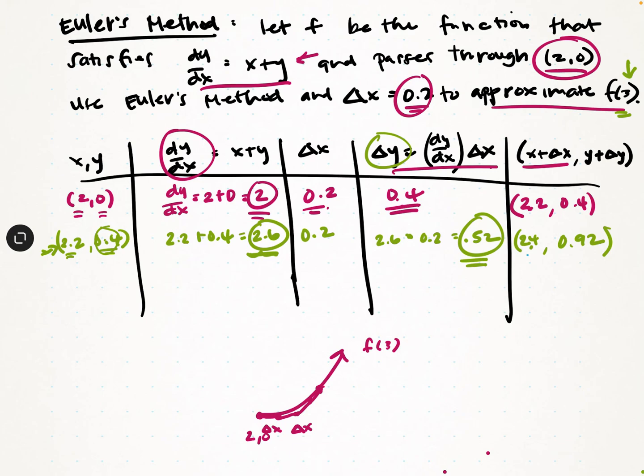Okay, column 3, we take our point, put it back here, 2.4, 0.92, and we repeat our process again. We're finding dy/dx, that's going to be 2.4 plus 0.92, which is 3.32.